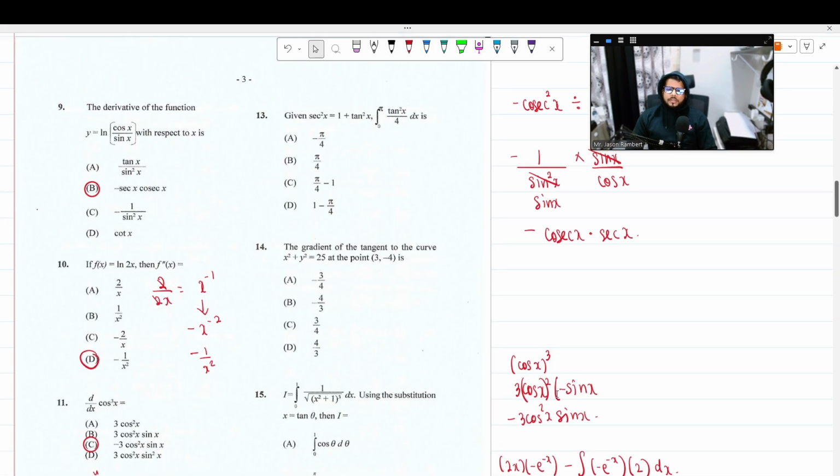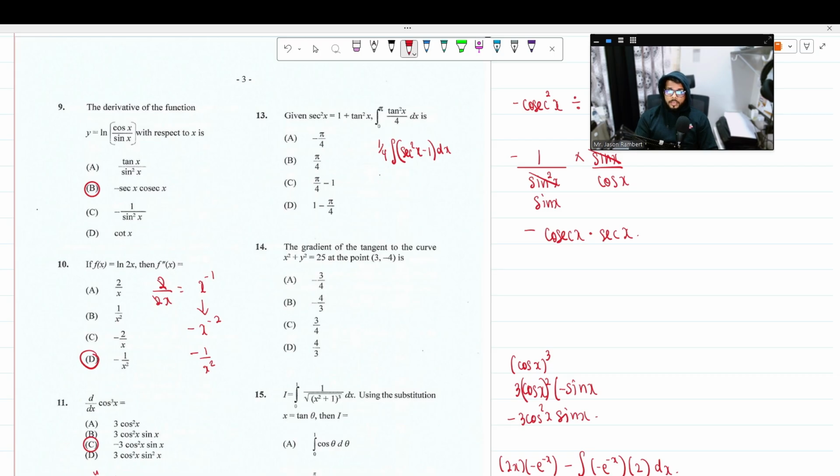All right, number 13. Given that sec squared x is 1 plus tan squared x, we want the integral of tan squared x on 4. So I'll put the quarter on the outside. I'll get a quarter, the integral of tan squared x, which is sec squared x minus 1 dx.